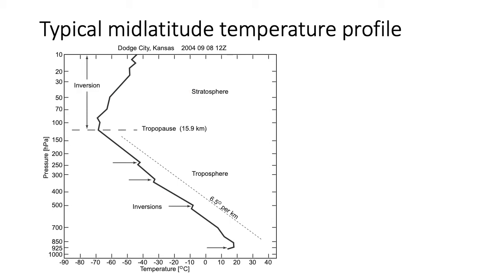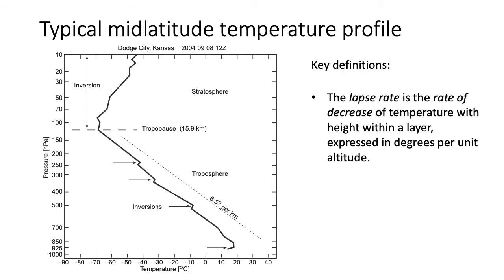Now, before we continue, let's introduce some key definitions that we'll be using quite a bit through the semester. The first definition is the lapse rate. The lapse rate is the rate of decrease of temperature with height within a layer. And by rate, we mean a change in degrees per unit altitude. Okay, so it's really like a derivative. It's the rate of change of temperature with height. And we express that in degrees per unit altitude, most commonly in degrees per kilometer in this class.